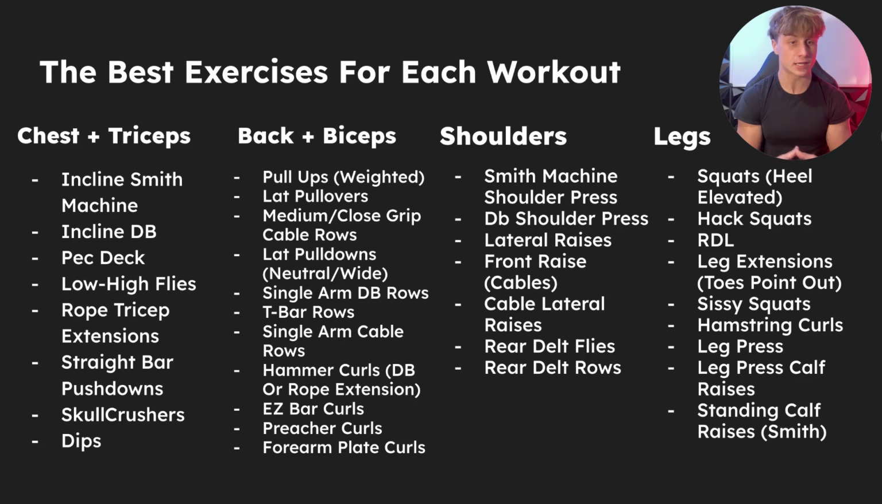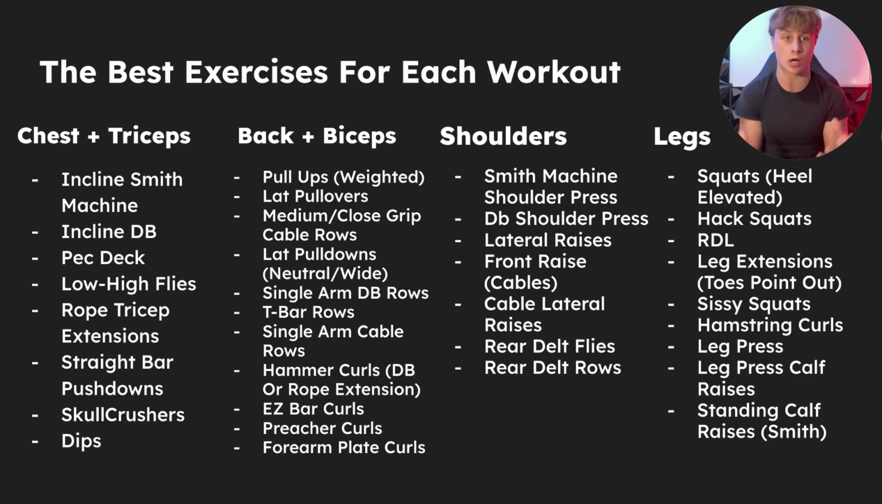Legs. You have your squats. Especially doing heel elevated is going to allow you to target your quads a lot more effectively. Then you have your hack squats, RDLs, leg extensions, toes pointing out to really develop that teardrop muscle. Then you have sissy squats, right? This just tears a lot more fibers. It's a body weight exercise. Then you have hamstring curls, leg press, seated calf raises, standing calf raises, etc. These are the core exercises that you need to build into your program.